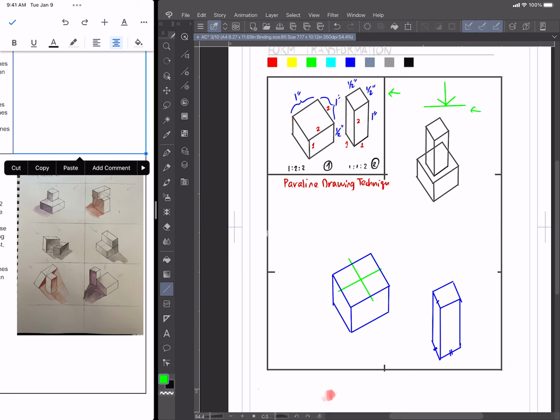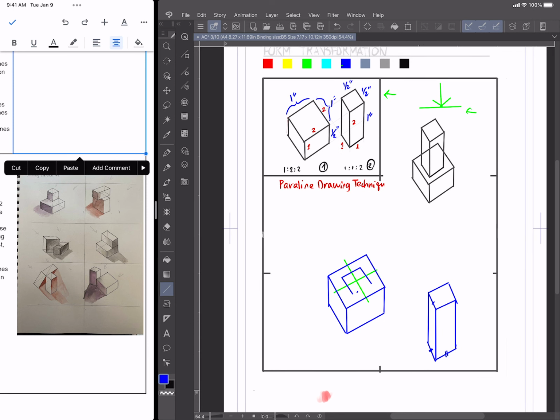So I'll find the center line. Then I know I need to draw a half-inch by half-inch square centered at the base. Draw this.